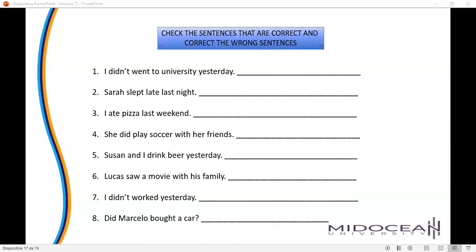Okay. I think 2 and 3 are true, but I correct number 4. Let's start with the first sentence. Okay. Would you like to read sentence number 1? I didn't went to university yesterday, so we need to say I went to university yesterday. No, sorry. I said so. Let's read the sentence, the question again.